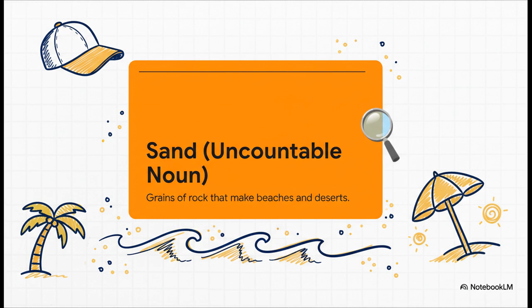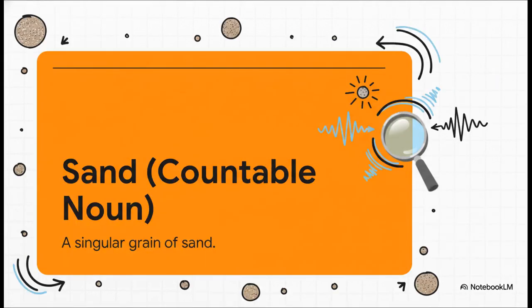You can't count it, right? You don't say, I have 3 sands in my pocket. It's just sand. But, and this is a cool little detail, the dictionary also calls it a countable noun. In this case, you're talking about a single tiny grain, like when you get a sand in your eye. It feels like a tiny difference, but grammatically, it's a whole different thing.